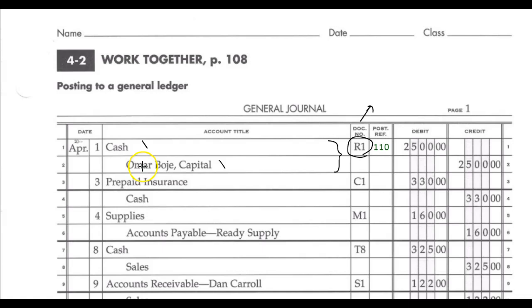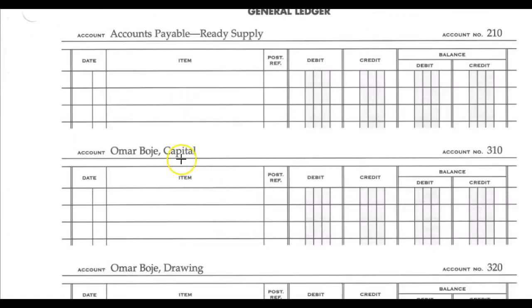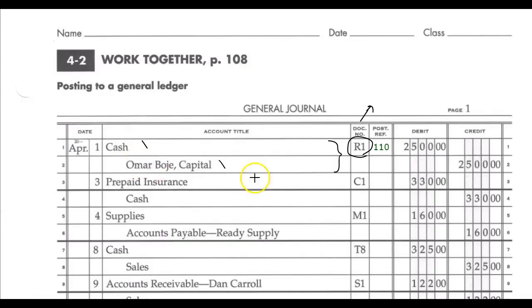So we find, and this is in Delgado, but we find Omar's capital account. So we look through the general ledger. We find his capital account. It's account number 310. Okay. We have to put in the date, right? Remember the 5 steps. April 1st. The post reference number. What is post reference? Does anybody remember? Yep. General Journal page 1. Go back and look. Was this a debit or a credit entry?